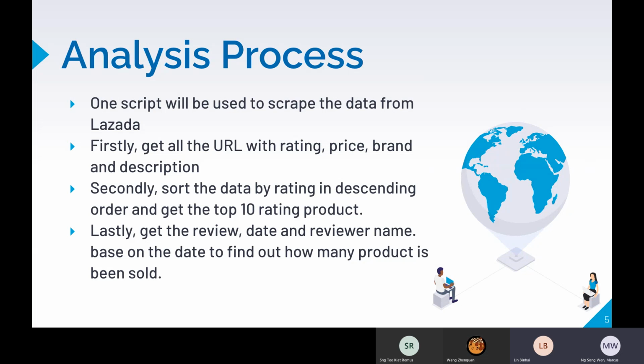So we have prepared a script to scrape all the URLs from the Lazada website, including the rating, price, brand, and description of each monitor. Then we sort the data in descending order and get the top 10 rating monitors. Lastly, based on the top 10 URLs, we will get all the reviews and dates. With those data, we are able to find out how many units were sold.